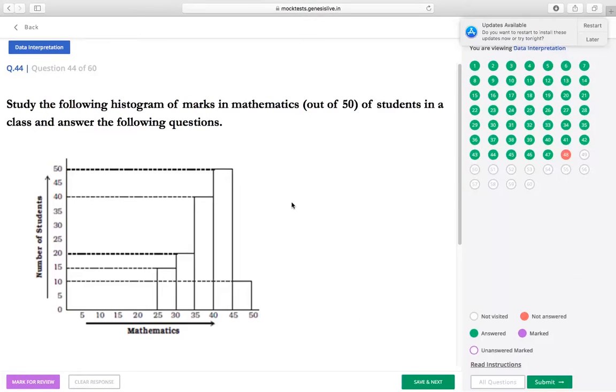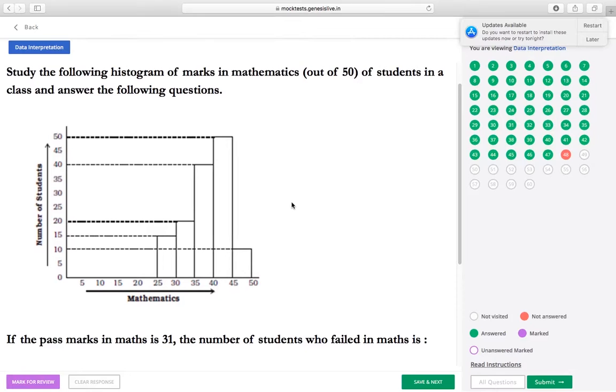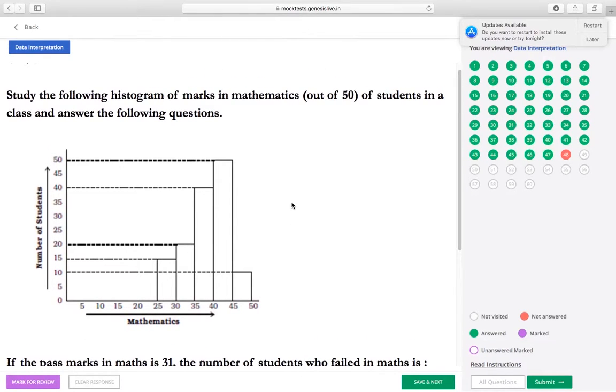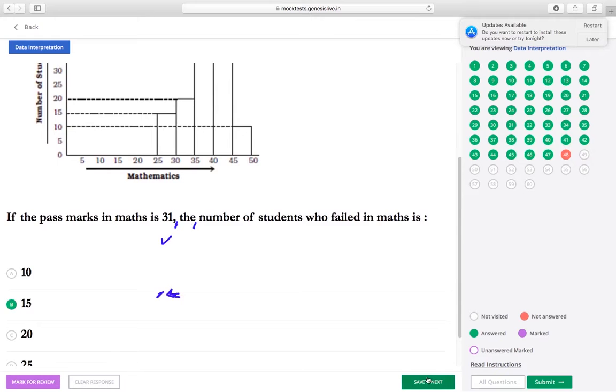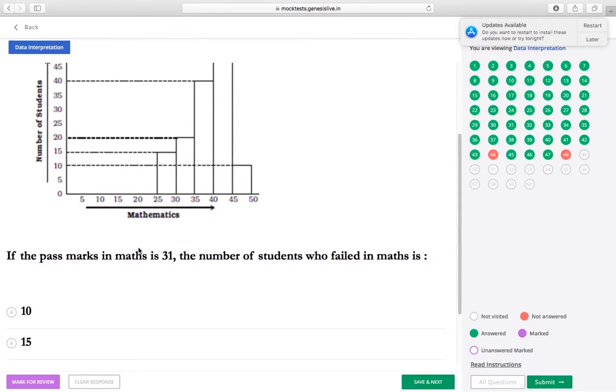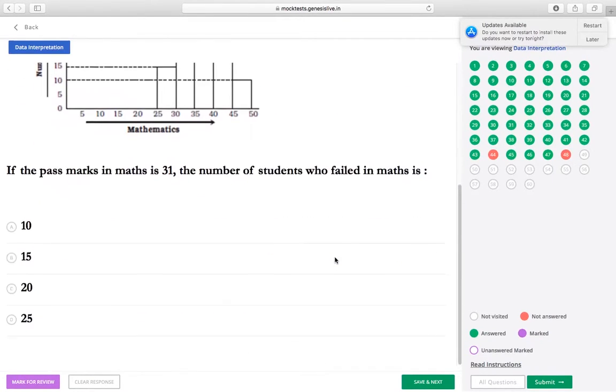All right. So the next caselet. Study the following histogram of marks in mathematics out of 50 of students in the class and answer the following questions. Pass marks is 31. So 31 lies between this and this. Number of students who failed in maths is below that, which is this range. So 25 to 30, you have 15 students. So 15 students, answer is correctly marked, option B. Okay, we are done with this.